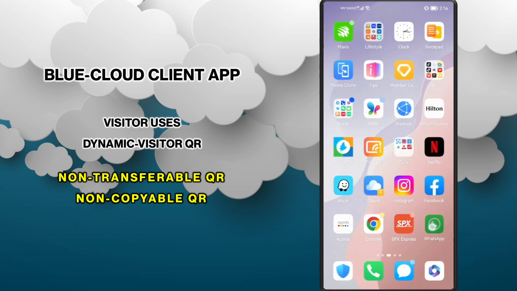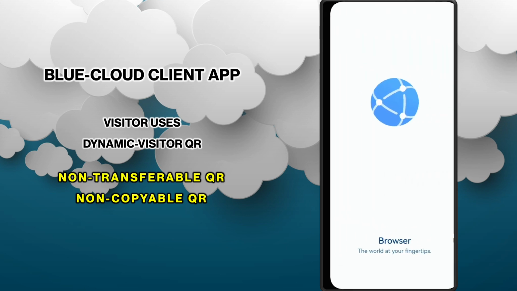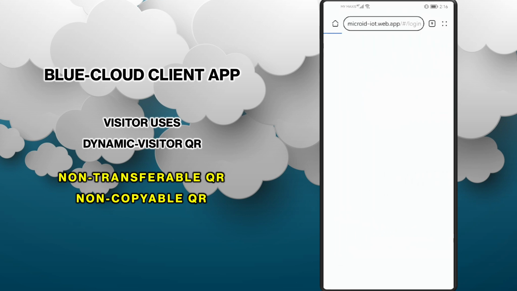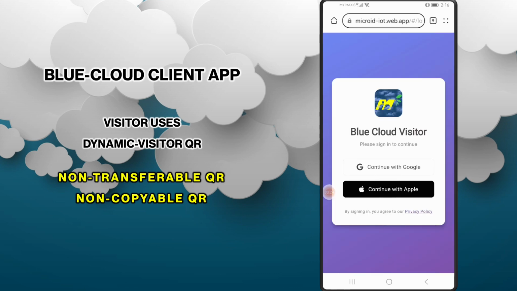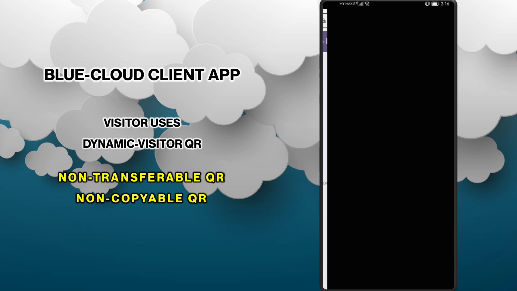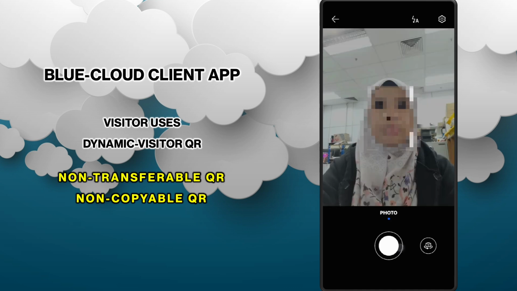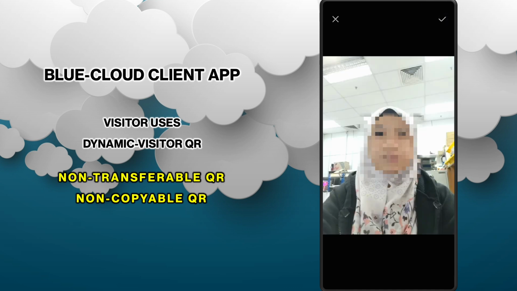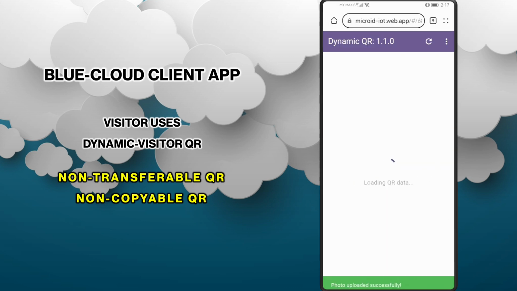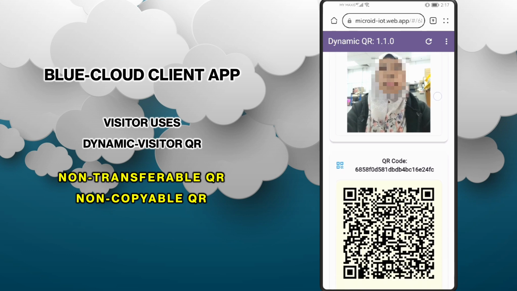Let's see what the visitor will do when they get the QR. The visitor just has to click on the link and the browser will open, which will take them to a login page. The visitor can choose their own login method. Once they log in, for new users it will request a photo. So you can take a photo and upload it. Now voila, you have your visitor QR.